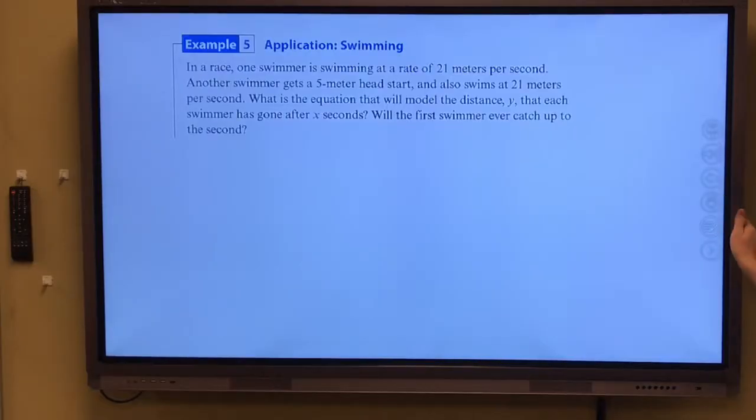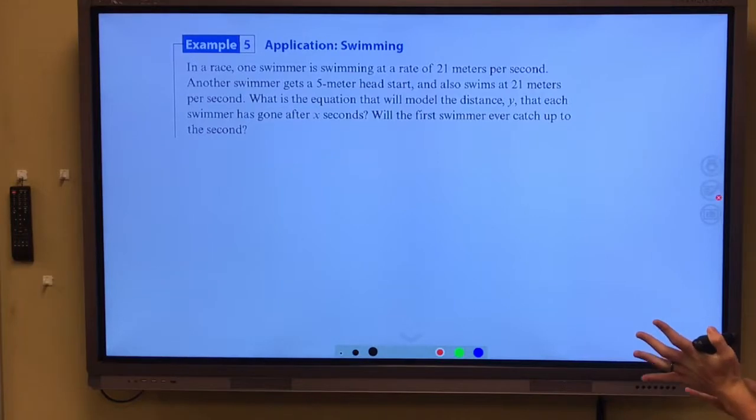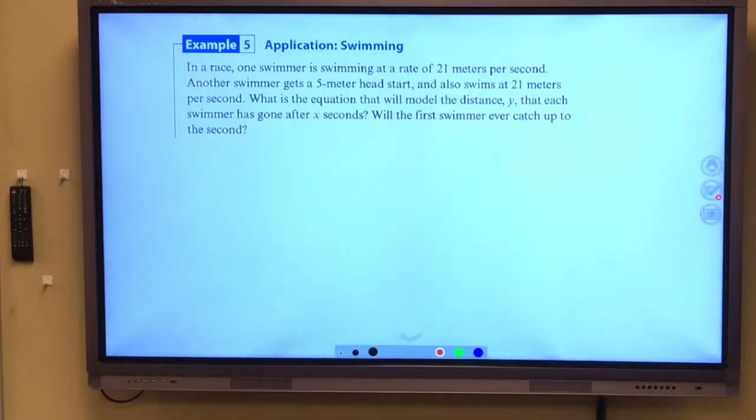So, last example here. In a race, one swimmer is swimming at a rate of 21 meters per second. Another swimmer gets a 5-meter head start and also swims at 21 meters per second. What is the equation that will model the distance y that each swimmer has gone after x seconds? Will the first swimmer ever catch up to the second?